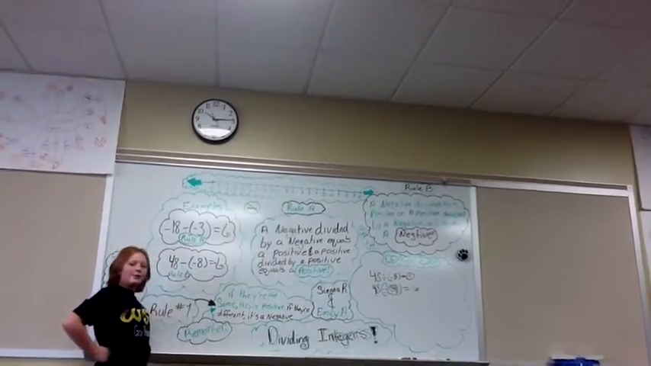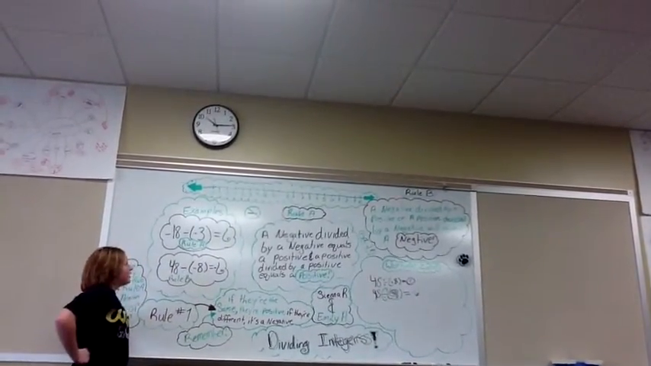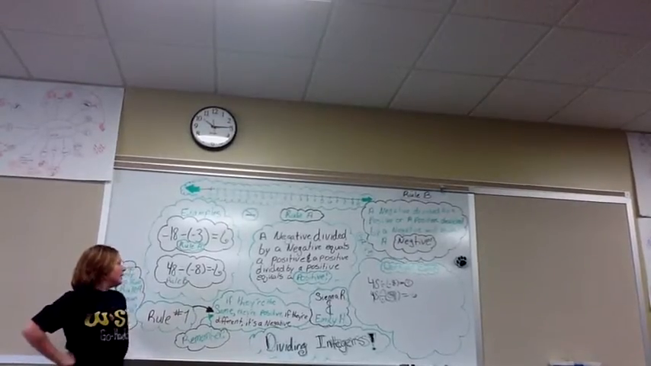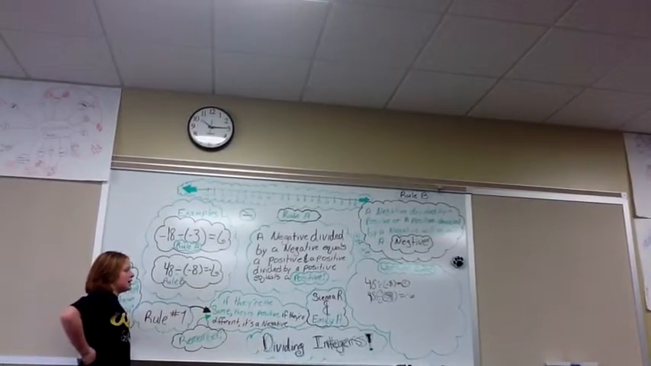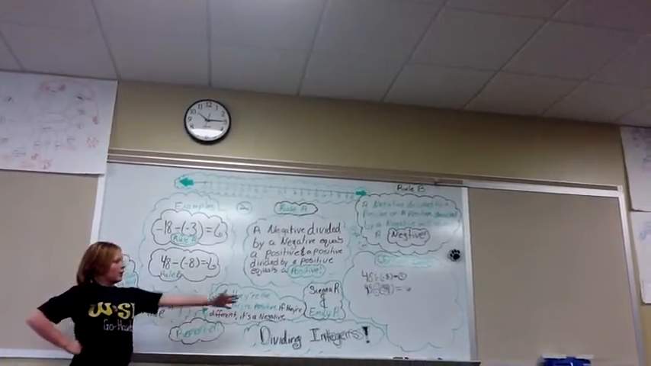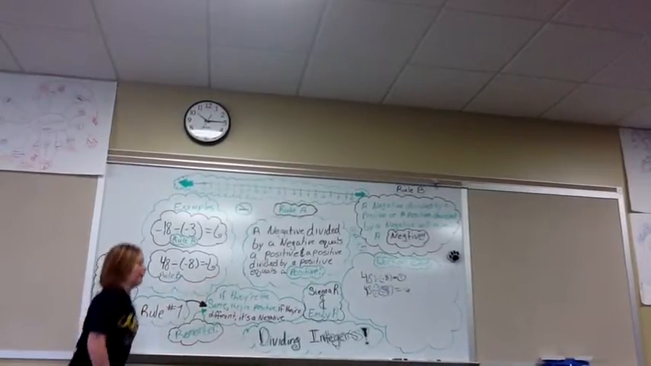Examples we will be working out today are negative 18 divided by negative 3 equals 6, and 48 divided by negative 8 equals negative 6. We will be working them out in the workout zone right over there.